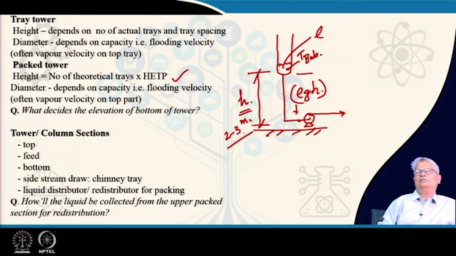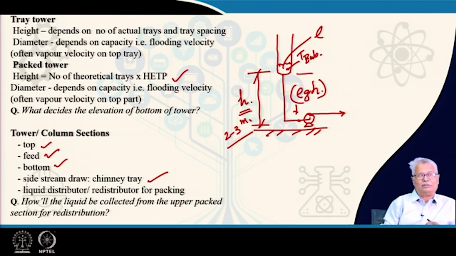Now, in order to design the tower, you have to split it into sections: the top, the feed, the bottom, and the side stream draw, which will have a chimney tray. And in case of packed towers, you will require a liquid distribution or a radial distribution for the packing.